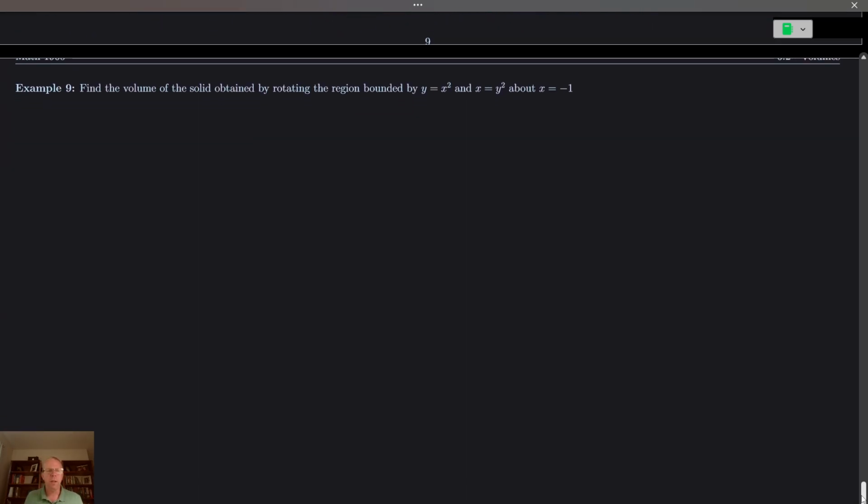All right, the last one. So we got y equals x squared, x equals y squared, around x equals -1. So this is vertical, so we need things in terms of y in this case, because this is a vertical line, and we're going to be measuring horizontal cross sections. Okay, so y equals x squared. We obviously know it's something like this. X equals y squared is just going to be the sideways parabola. And so there's our shaded area.